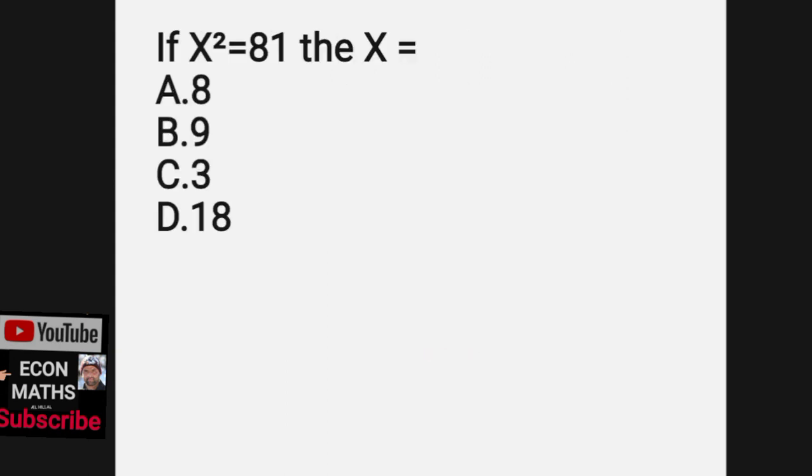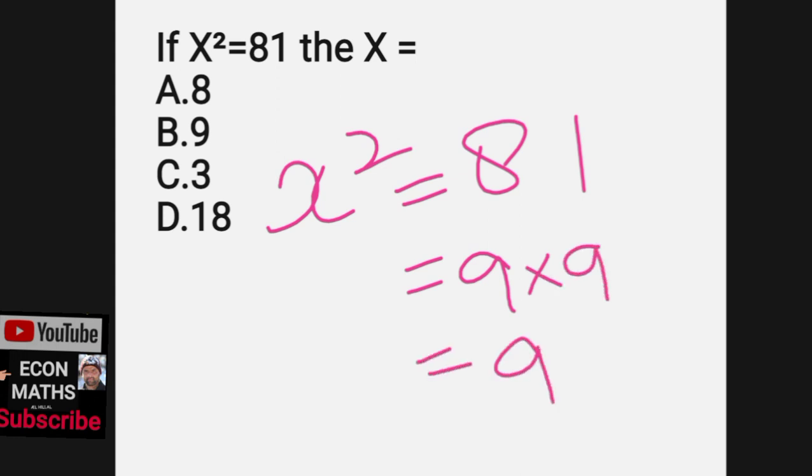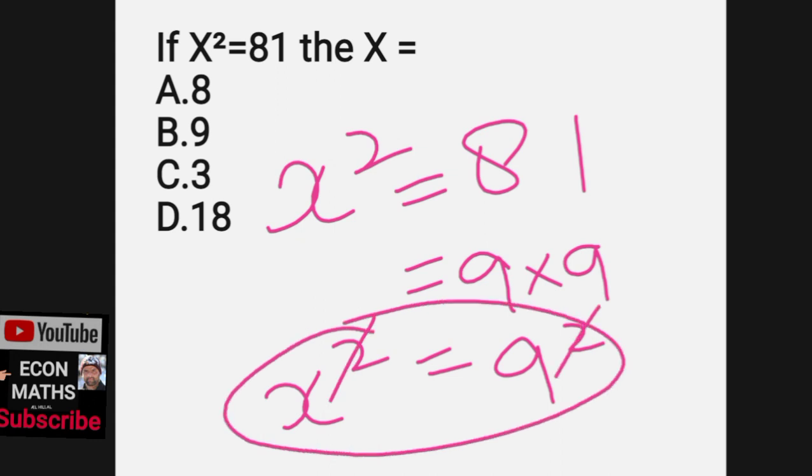Next question is, if x square is equal to 81, then x is equal to... so it is straightforward. If x square is equal to 81, then we can write 81 as 9 into 9, which is equal to 9 square. So x square is equal to 9 square. The square gets cancelled. We get x is equal to 9. So option B is correct.